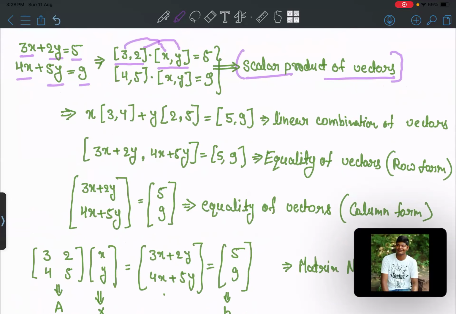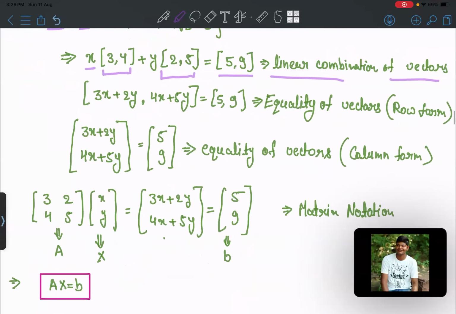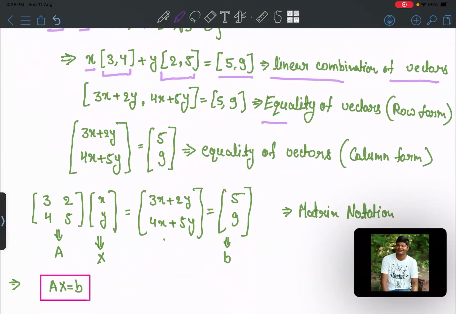Similarly, this can be represented as a linear combination of vectors. Suppose x, which is a scalar, multiplied by the vector (3, 4), plus y multiplied by the vector (2, 5), that will be equal to the vector (5, 9). Okay. So this is a linear combination of vectors. If you multiply and compare that, that will lead to the same equation. I multiply this, that will be (3x plus 2y, 4x plus 5y) will be equal to (5, 9).